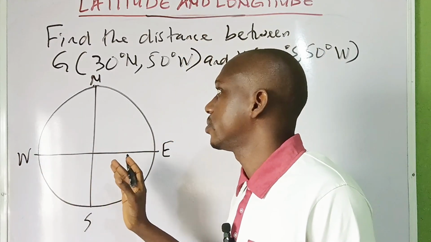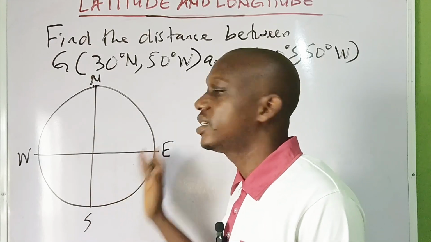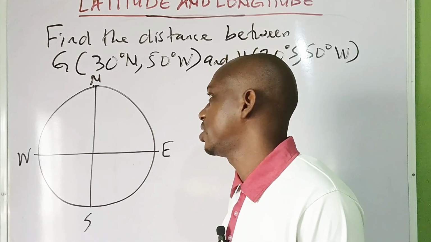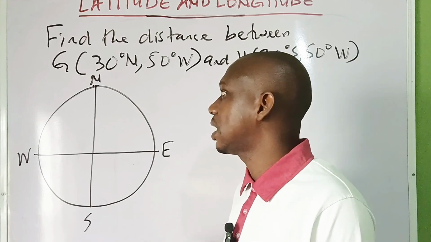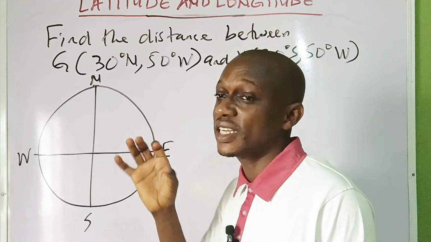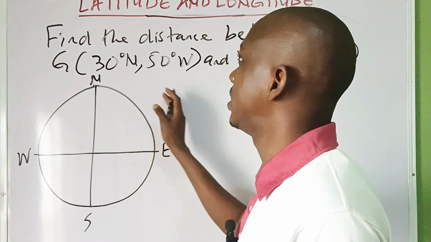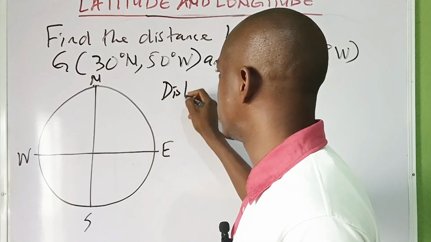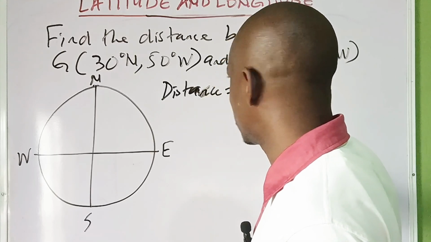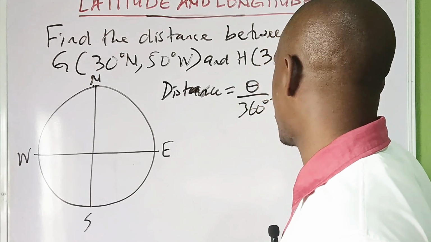Normally as it is now, we see this pictorially as a circle. Are you getting me? And the degrees that make the complete circle is 360 degrees. And any part of the circle out of the 360 is called an arc. Now, if you are to get the length of an arc, which goes for the distance here, the formula we'll be using is: distance equals theta over 360 degrees times 2 pi r.